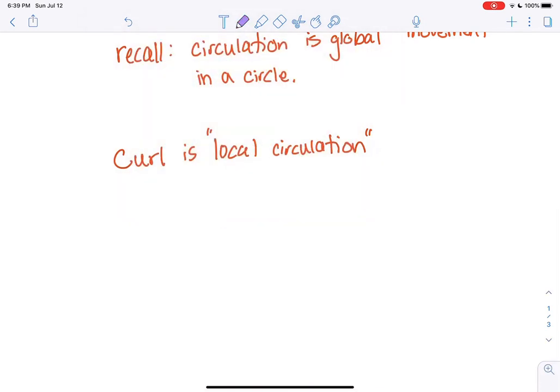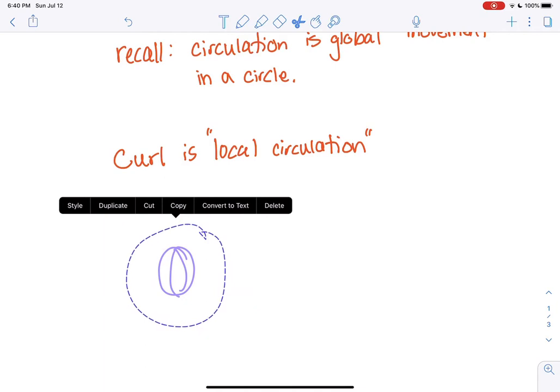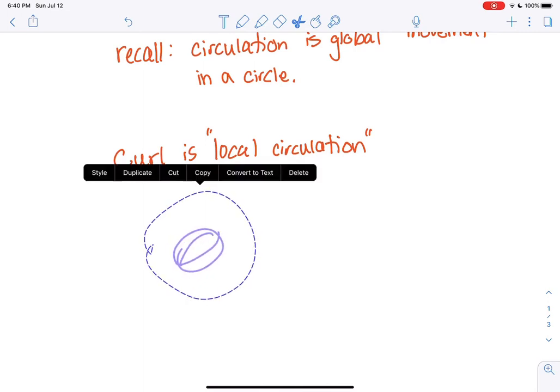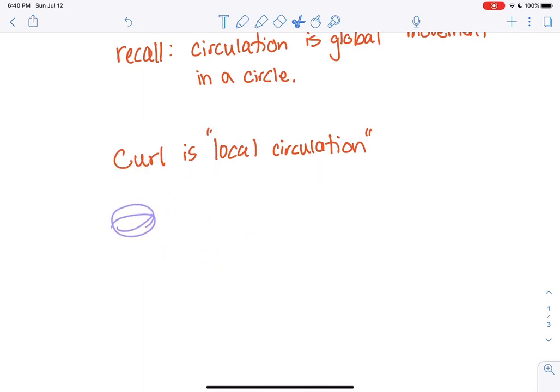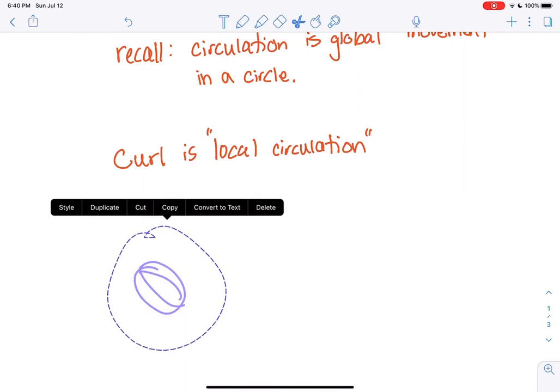So you can imagine if I were to just draw a beach ball here real quick. If you had a beach ball here in the water, then circulation is the tendency for the ball to move in that vector field, or for the vector field to act on the ball so that it moves in this type of pattern. Whereas curl would be how much the vector field is actually causing the ball to spin on its own axis as it moves. So this type of movement is described by the curl of the vector field.